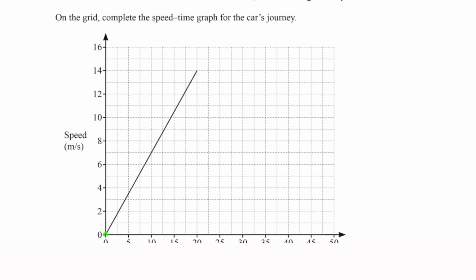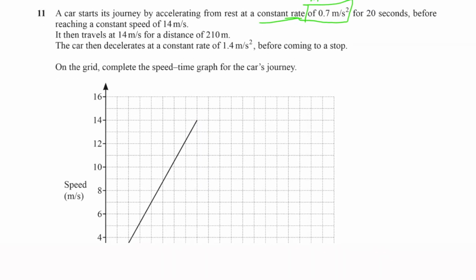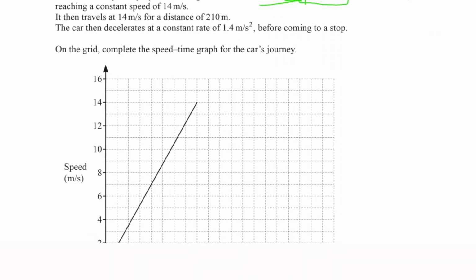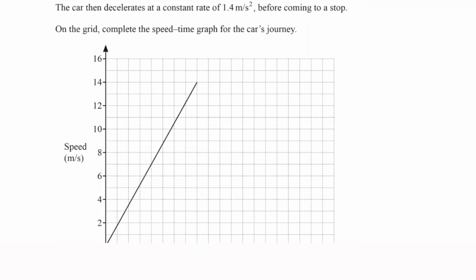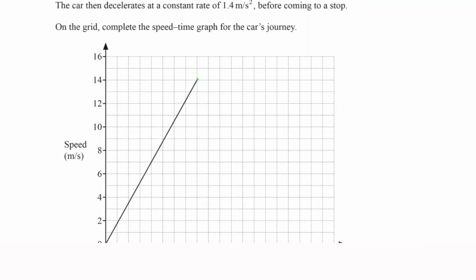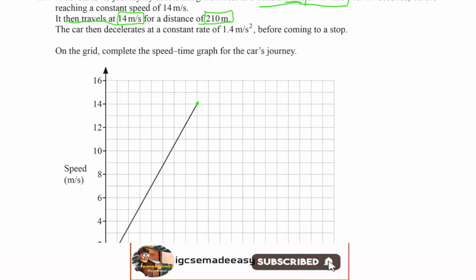So it is traveling from 0 at a constant rate of 0.7 meter per second square, that is the gradient, before reaching the constant speed of 14 meter per second. It reaches here and the speed is now 14 meter per second. That's what they are talking about. Then it is given that it travels at 14 meter per second, the same speed as here, but it is traveling at this speed for 210 meter.